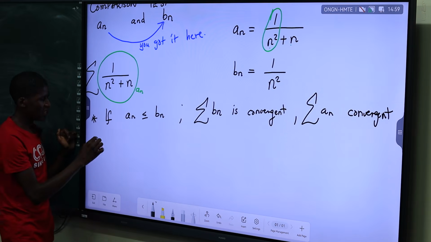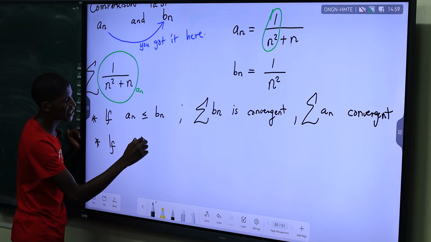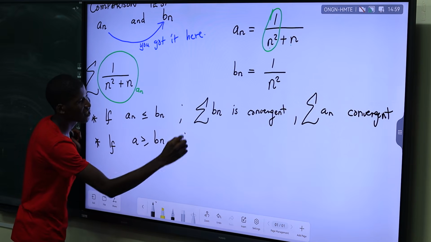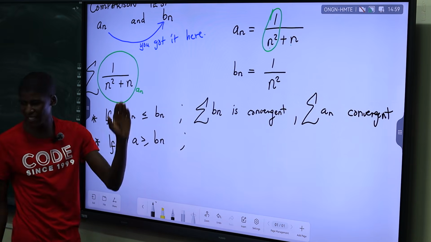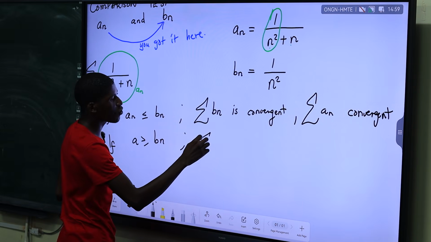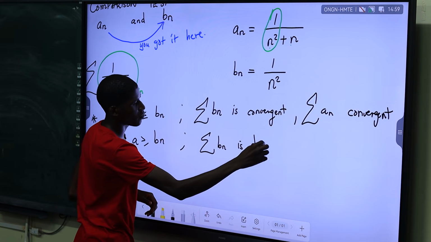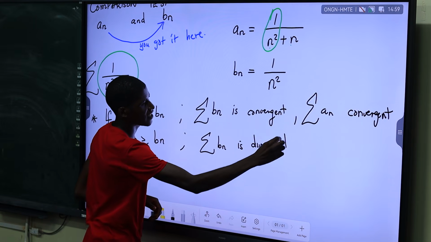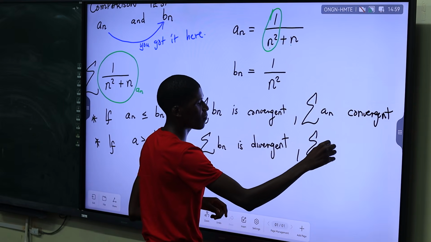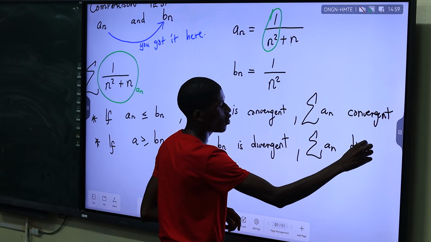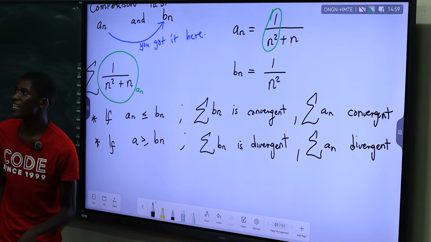But if it happens that you have got a UA which is greater or equal to UBN, then what will this mean? For all values of n, of course, I won't write the entire statement. It means we see both of them, they are divergent. Both of them are divergent. So the sum of UBN terms and the sum of UAN terms are all divergent.